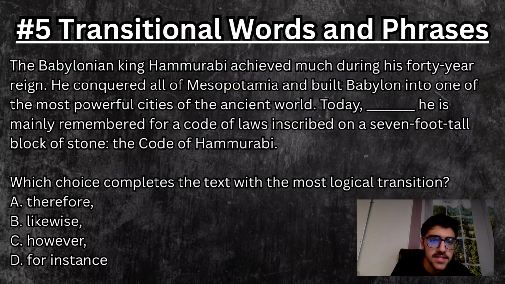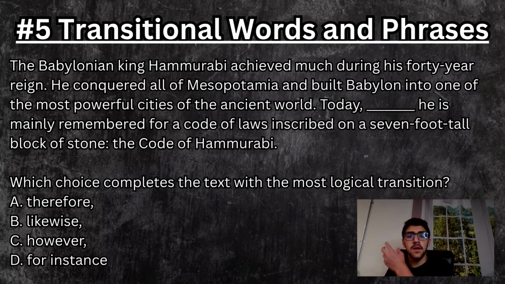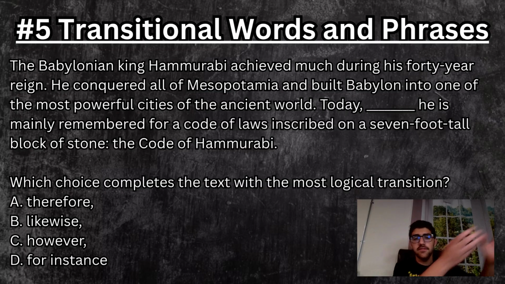For this one we can see that before the comma, it is talking about how he conquered Mesopotamia and built Babylon. After it, it's talking about how he's remembered for his Code of Hammurabi. So that shows they're opposing. Right here it says one of his biggest achievements was building Babylon. Right here it says he's remembered for his Code of Hammurabi. So that's why the correct answer would be however, because it shows the difference between them. Therefore wouldn't make sense because it's like continuing a line of logic.